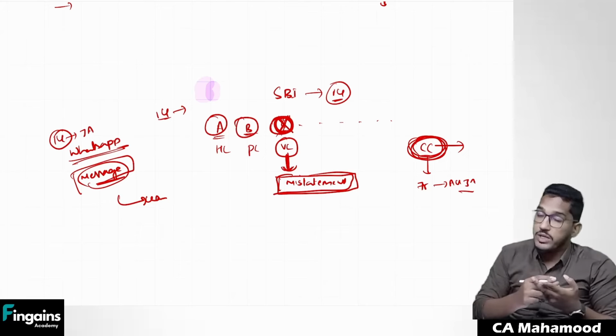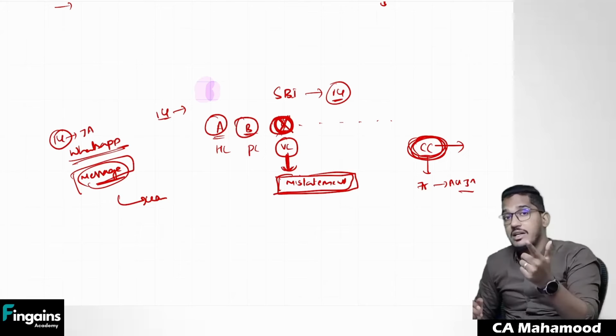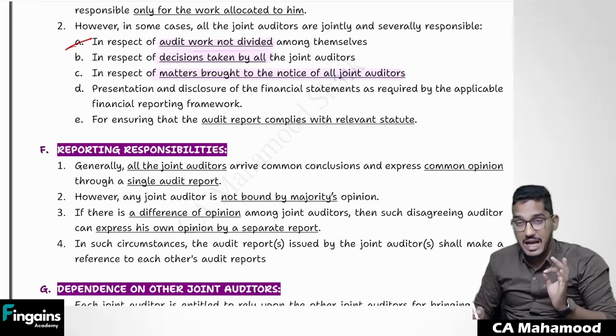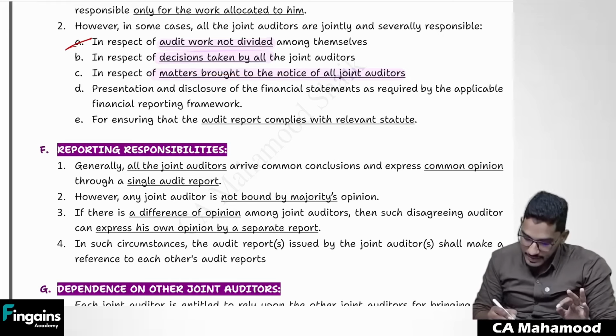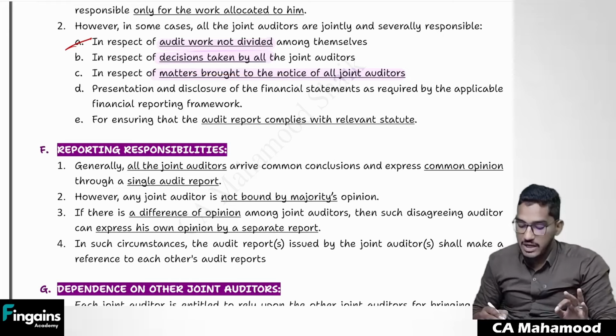But even after knowing, if you did not take any action, then also you have to face the consequences. So if the matter has been brought to the notice of all the joint auditors and none of them has taken action regarding that, everybody has to face the consequences. Similarly, whether presentation and disclosure of the financial statements is as per applicable financial reporting framework or not, checking that is also the responsibility of all the joint auditors.